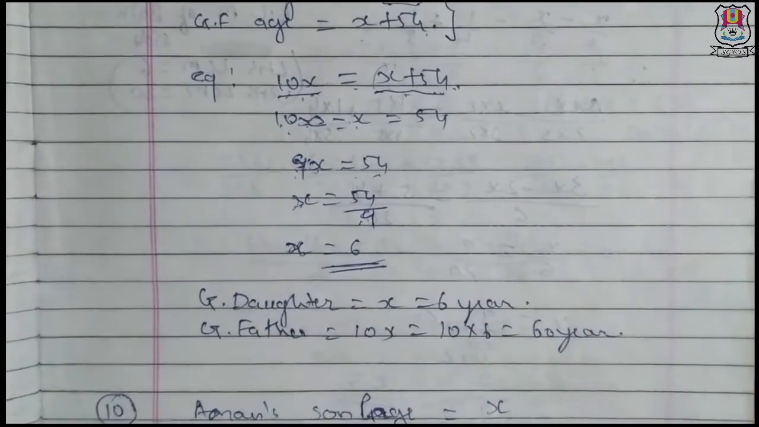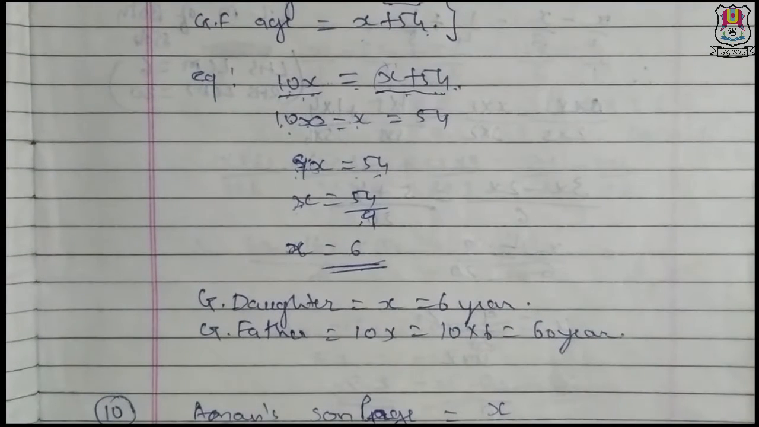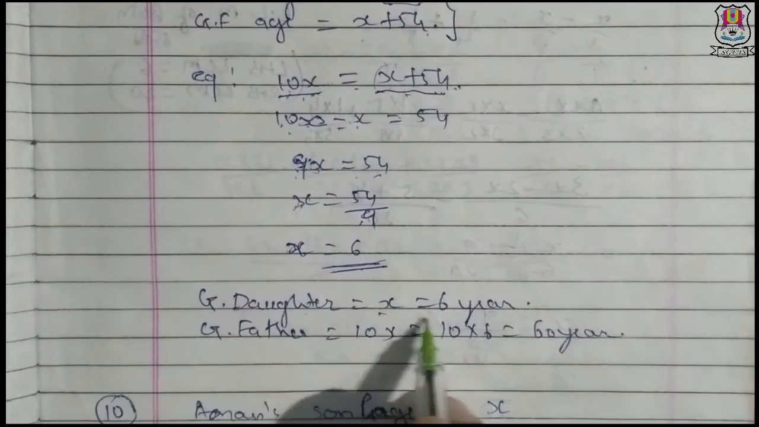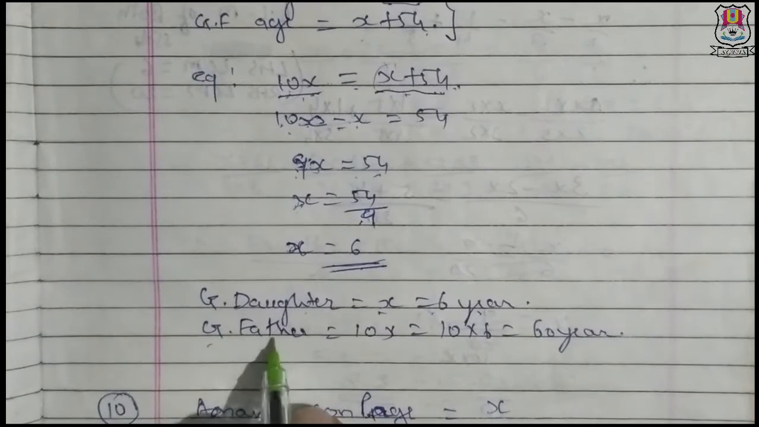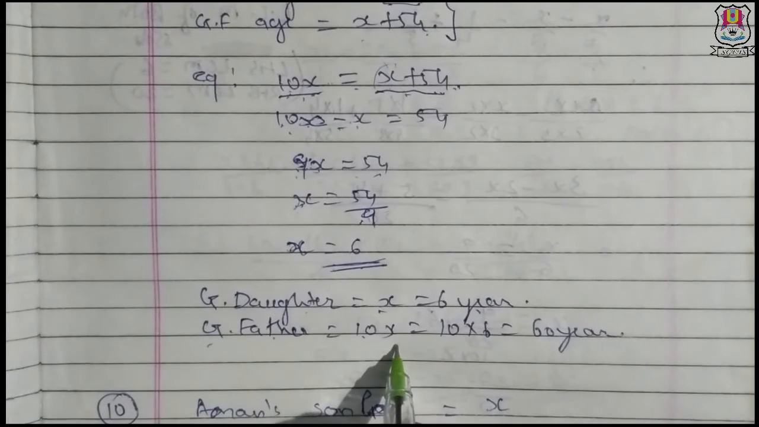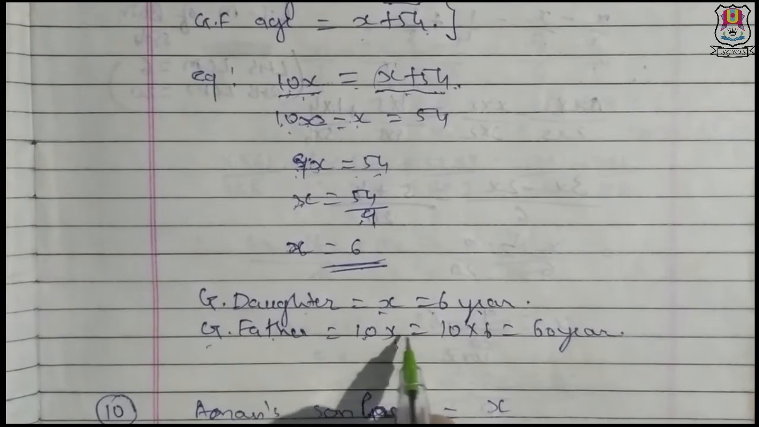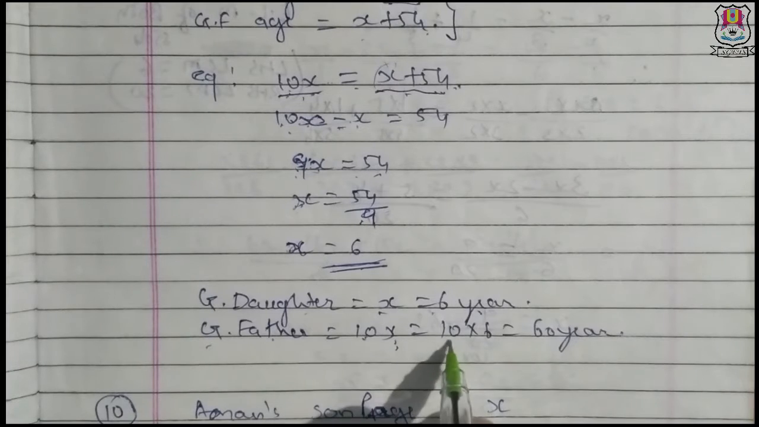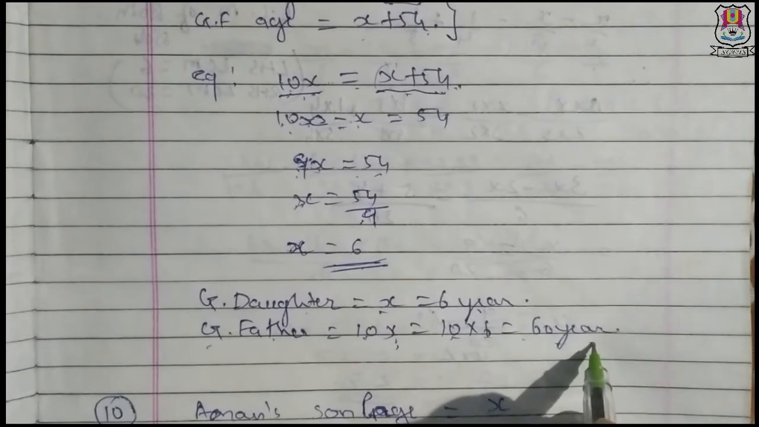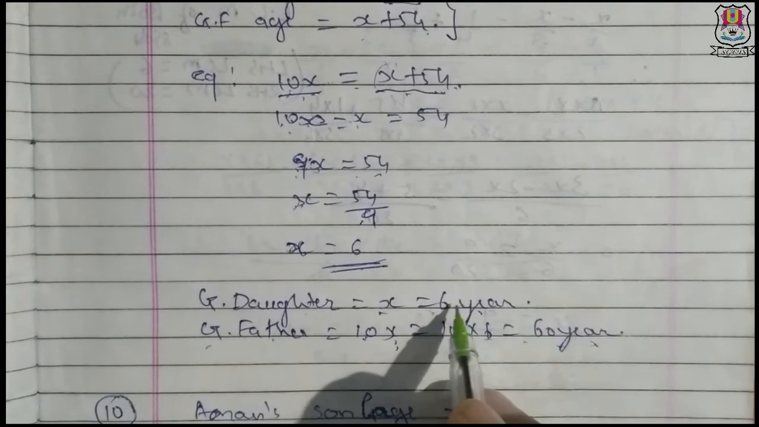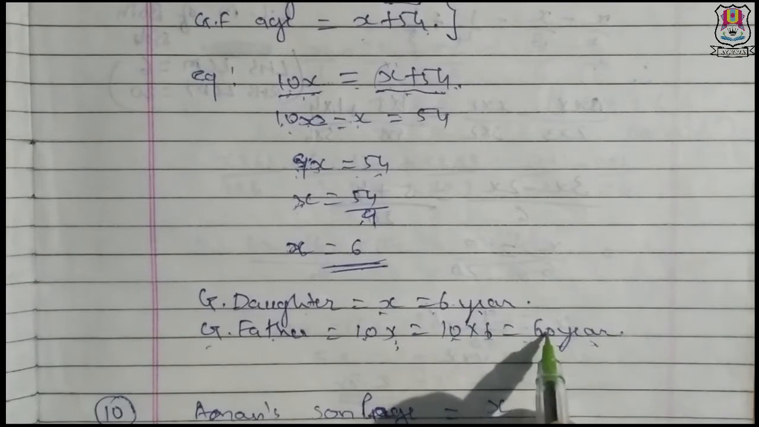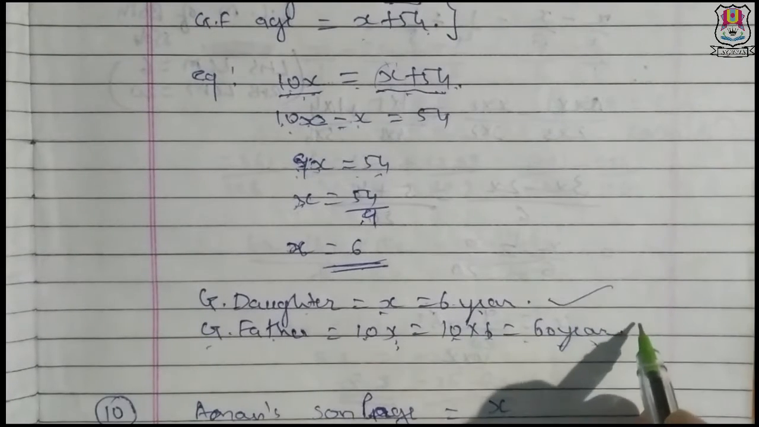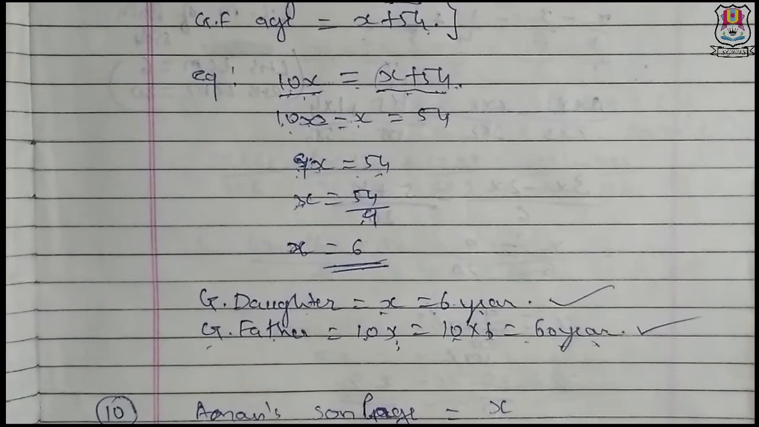So what is x? x is the present age of the granddaughter. So the granddaughter is x, which is equal to 6 here, and grandfather is 10 times the granddaughter. So 10x we have assumed. 10 multiplied by 6 is equal to 60 years, and there is a gap of 10 times. You can see 6 tens are 60. So the present age of granddaughter is 6 years, and the grandfather's age is 60 years.